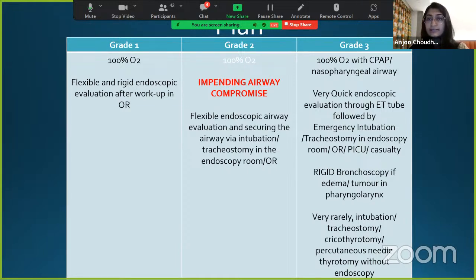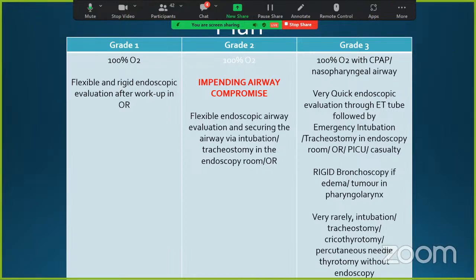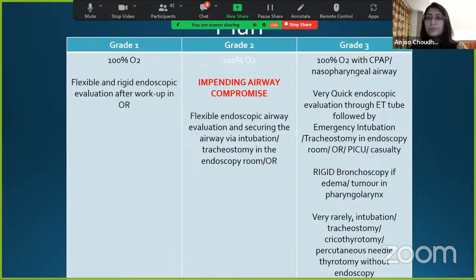In the grade 3 variety, which is a dire emergency, if such a child enters the OPD, immediate oxygen has to be started. If there are measures sufficient enough to start on CPAP or push him to the PICU, then that should be done. A quick endoscopic evaluation, if the child has already been intubated, then we would do through the endotracheal tube by withdrawing it. Or if there are no methods of evaluating, then we will have to do a tracheostomy, but we would still try to examine the upper airway to see what is going on.